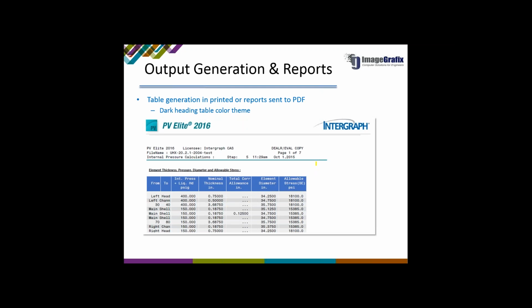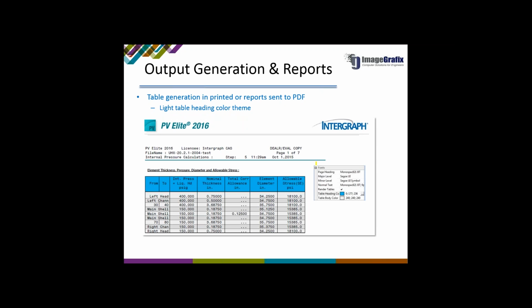If I just go on to the next slide, if you see, now the reports are printed in a tabular format. Okay, so you can give the table heading color or the table body color. So all those things you can do over here. Okay, so these were the changes they have made in the output generation report. So let's move on to the software. I'll show you how to model an appendix 2 flange in PVElite 2016.